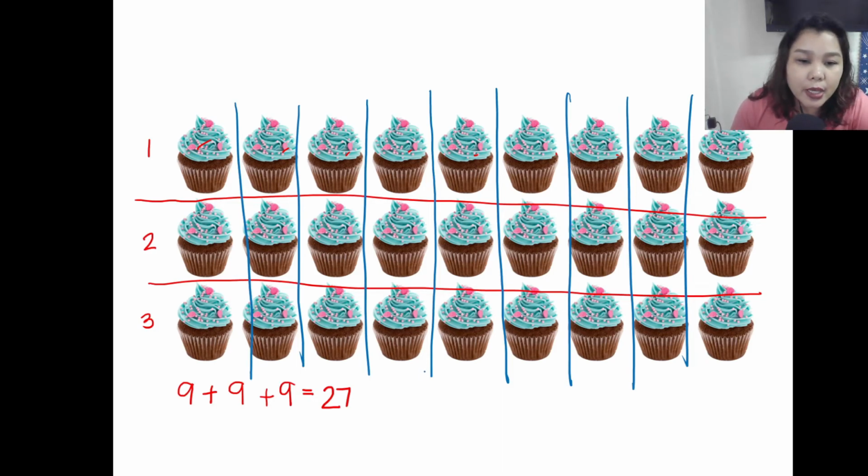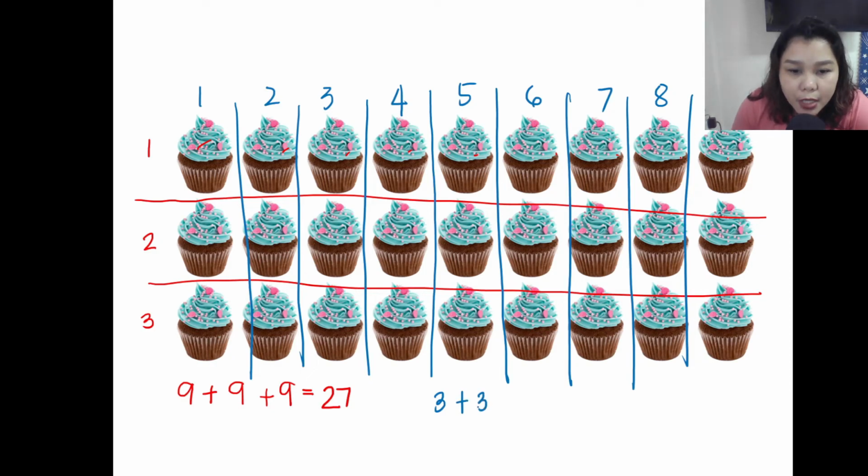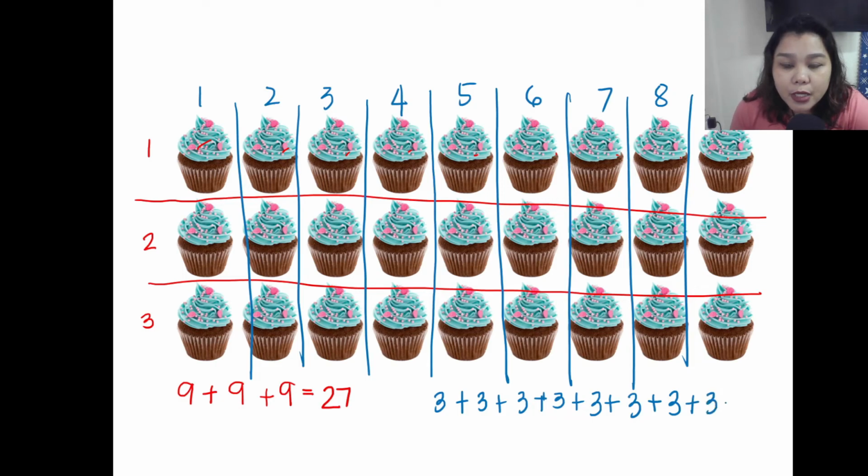Okay, pwedeng we have, this is the number of groups now. So, madami na tayong groups. Okay, how many for the first group? We have 3 plus second group 3, third group 3, fourth group 3 pa din, fifth group 3, sixth group 3, seventh group 3, ilan na ba? 8th group 3, and then the 9th group is 3. So, 1, 2, 3, 4, 5, 6, 7, 8, 9. And then, if you're going to count them all, so, syempre, still, it's 27.